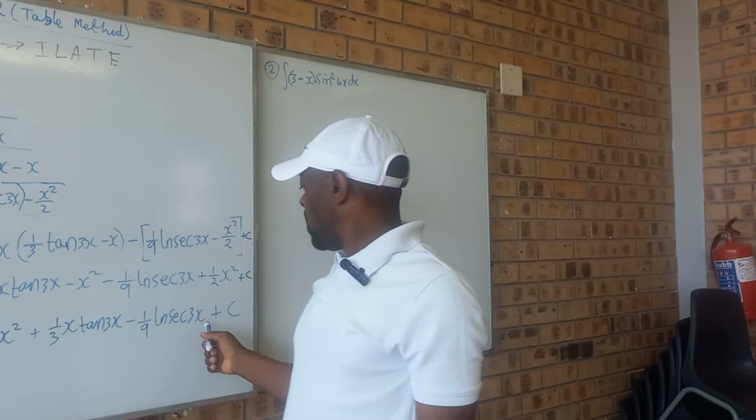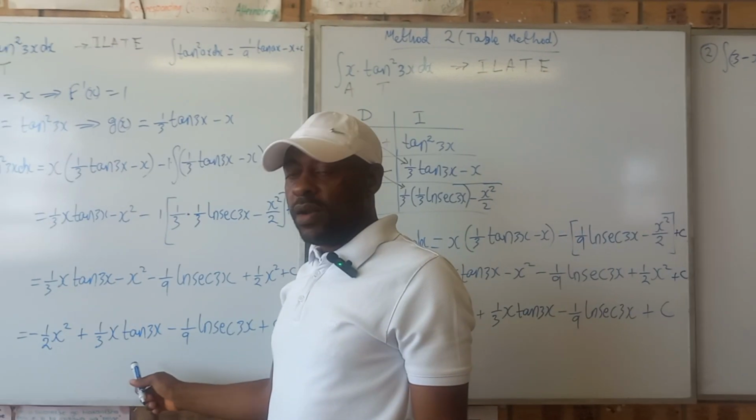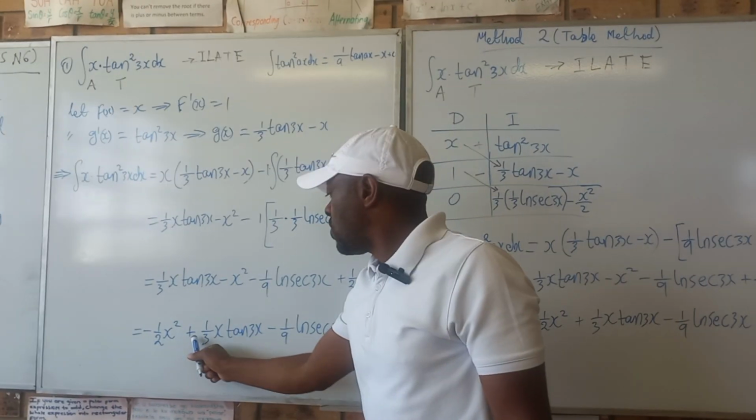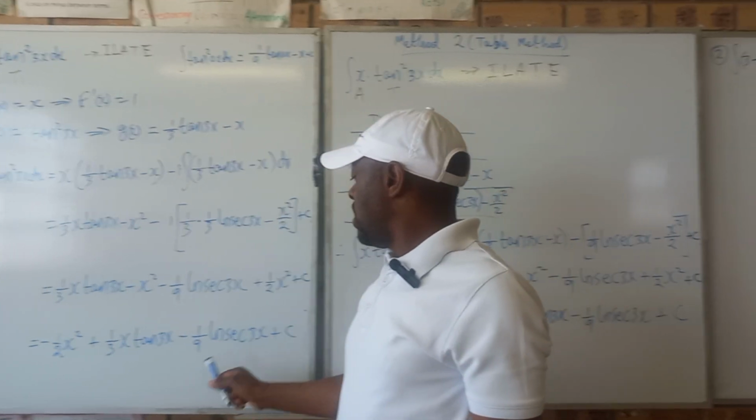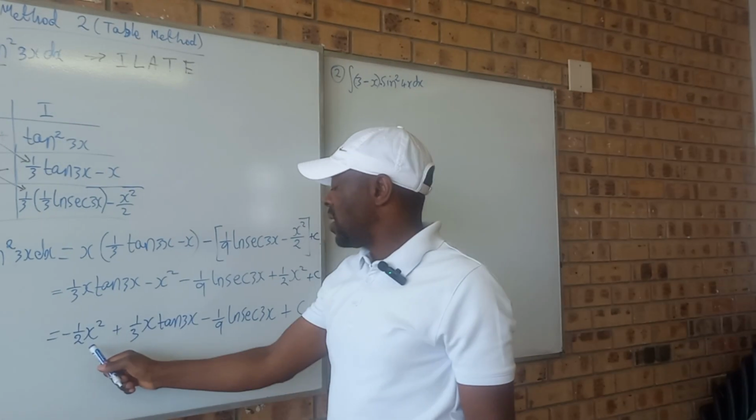So if you compare this answer I've got here to the one I got using the normal method of integration by parts, you see we've got negative a half x squared plus 1/3 x tan 3x minus 1 over 9 ln sec 3x. So it's practically the same thing here.